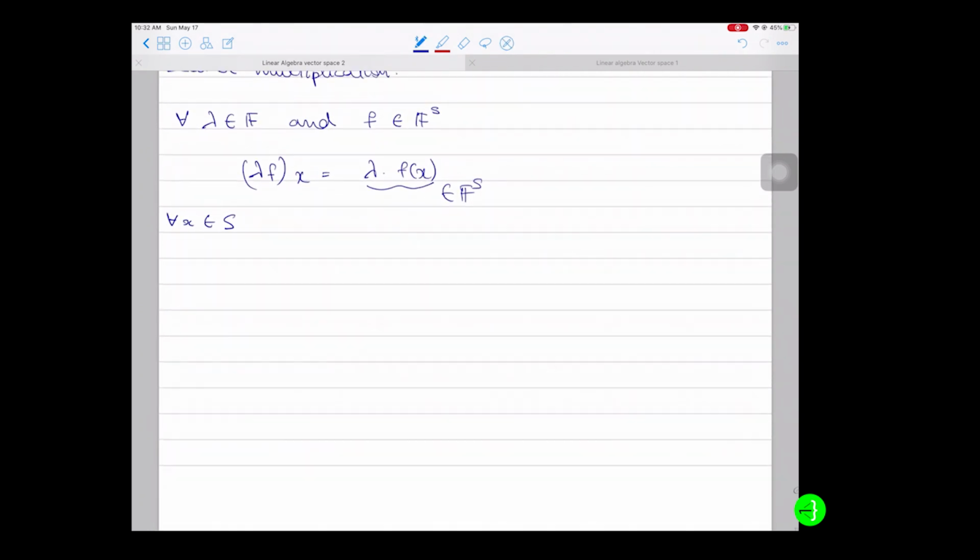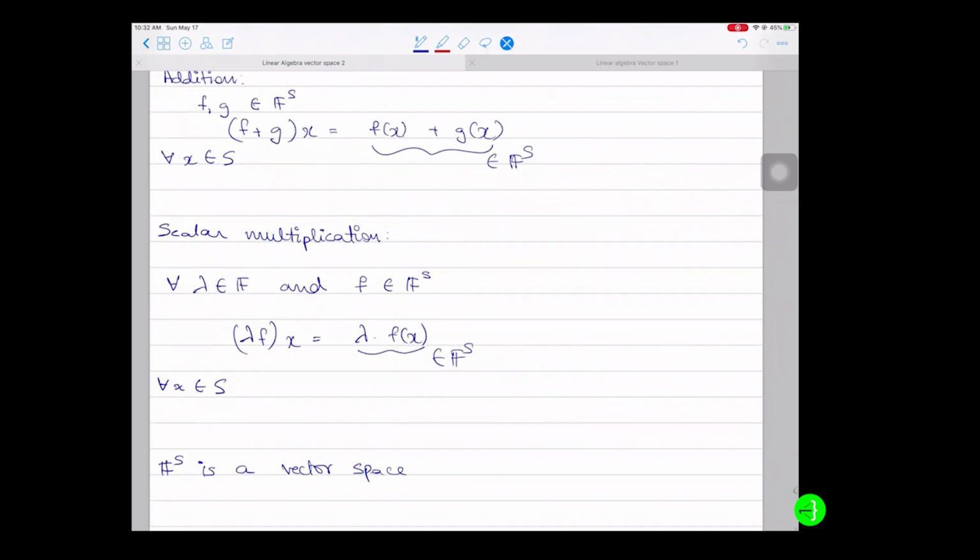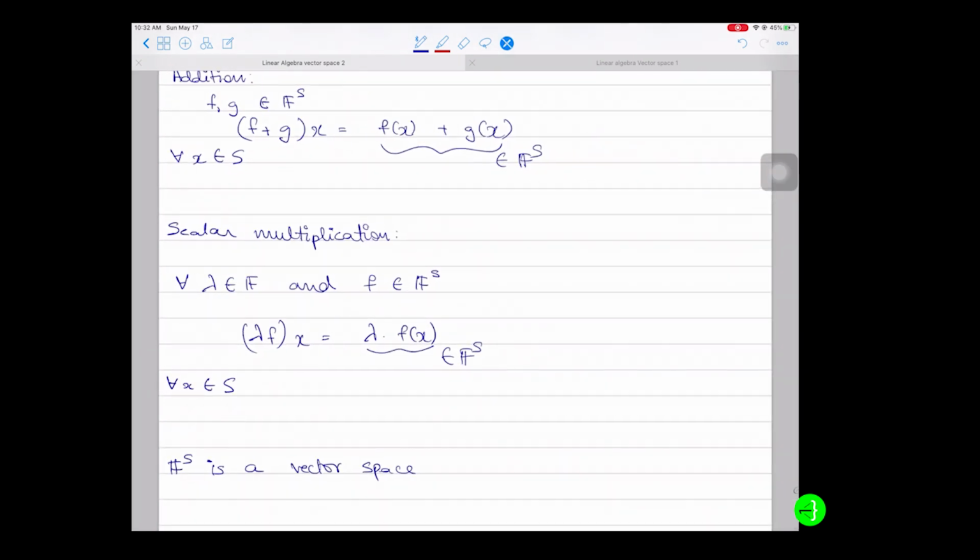And by the definition you can easily verify this thing, that F to the S is a vector space, because the way we have defined addition and scalar multiplication on it, we know that these are closed, and if the addition and scalar multiplication is closed, then we say that such a set is a vector space. So F to the S is a vector space.